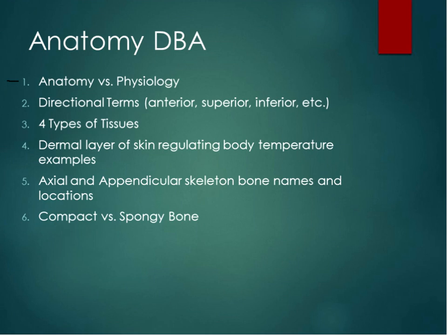You need to know the words anatomy versus physiology. You should know the directional terms. This is 1.01. Directional terms are 1.02, like anterior, posterior, superior, inferior. You should know the third one with the 4 types of tissues. This is 1.03. You should know the skin, the dermal layer of your skin, and ways that it can regulate body temperature. Axial and appendicular skeleton, be able to tell me a couple bones in each skeleton. And then compact versus spongy bone, be able to explain the difference between those two types of bone.